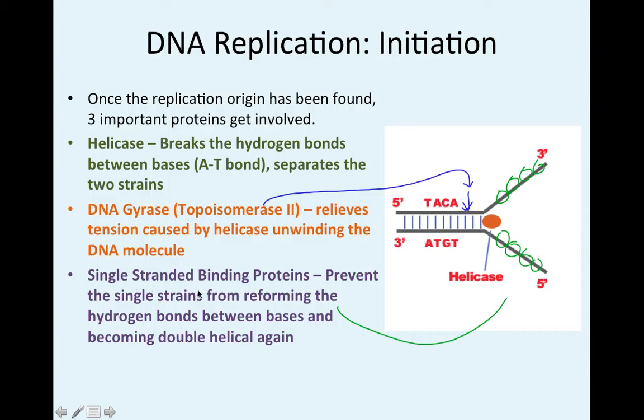And then the last thing we have during the initiation is the single-stranded binding proteins, and they're just going to line the already open DNA to prevent it from going back together. If we didn't have these, as soon as helicase kept going down to here, this strand and this strand would go right back to each other and bond with each other. Well, we don't want that happening because we haven't replicated DNA yet. So single-stranded binding proteins really just keep the DNA from binding back together. And those are the three main proteins that get involved during initiation.